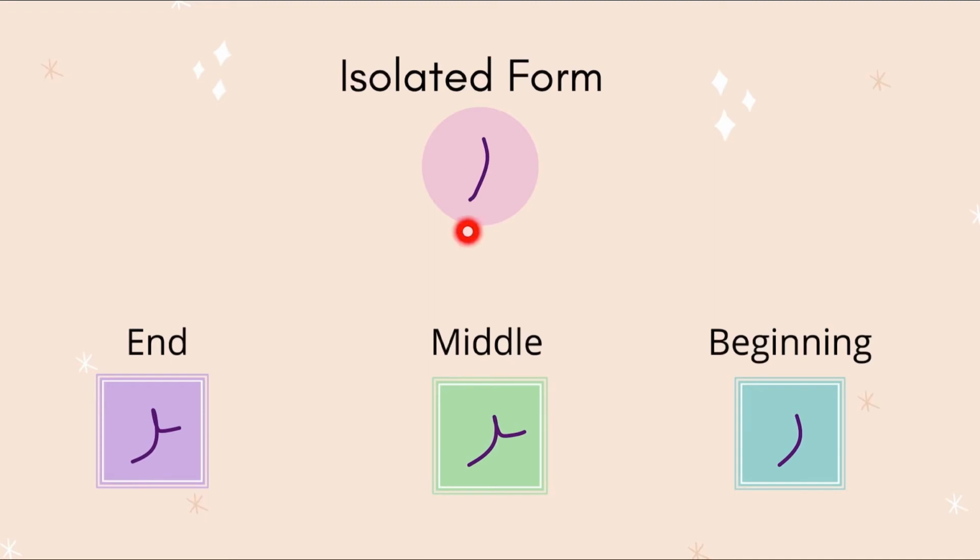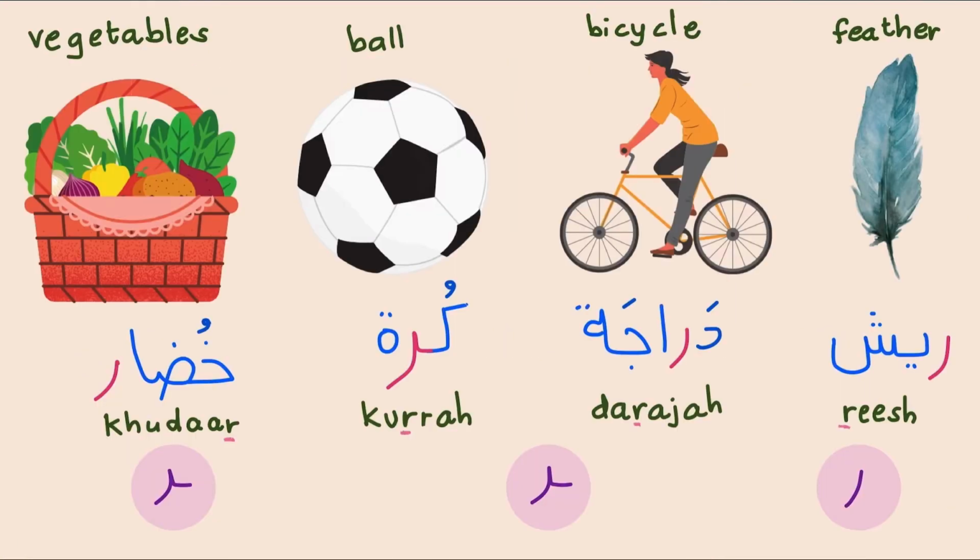This is how Ra looks by itself. This is how it looks at the beginning, in the middle and at the end. Remember that Ra is a one-handed letter, which means it will only join hands with the letter before it, but not with the letter after it. Rish. Here Ra is at the beginning and Ra will never join hands with the letter after it.